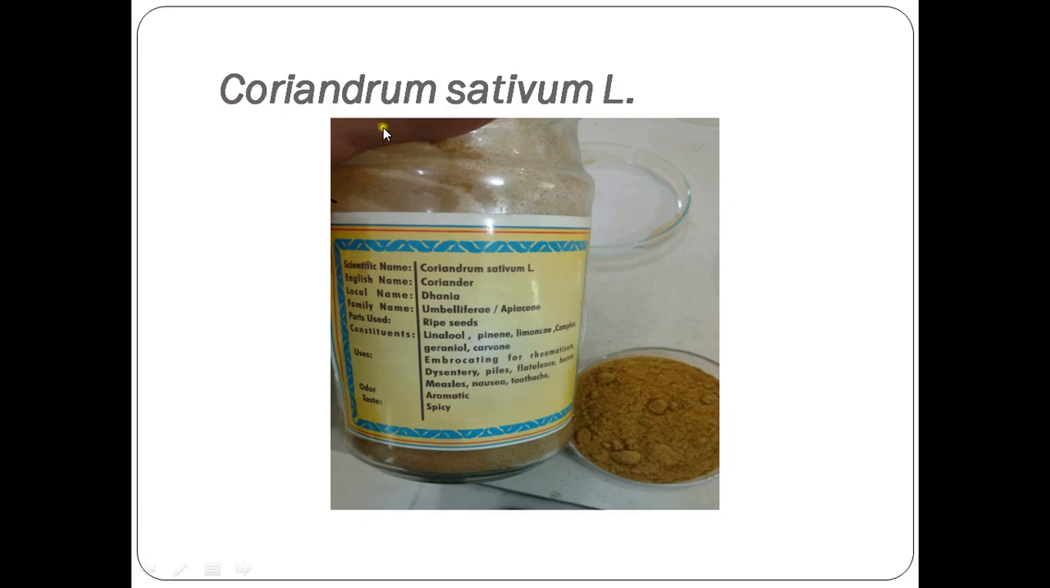The scientific name of coriander is Coriandrum sativum. This is the sample which you have available in your lab. This is the powder of the coriander fruit.